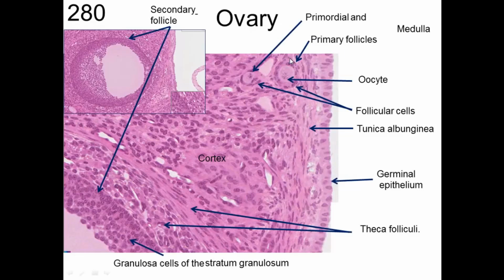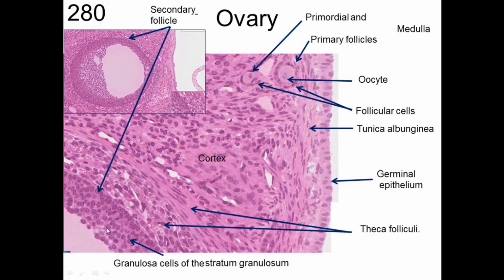Here again we can see the primordial follicles. Here the primary follicles have the cuboidal cells as opposed to flattened cells in the primordial. Here we see the oocyte, and then we see follicular cells around it, tunica albuginea, germinal epithelium, and then here's a theca, the different layers of the theca. This is the stratum granulosum that we see inside there, and those are the same cells as we see right here. The cuboidal cells are the same.